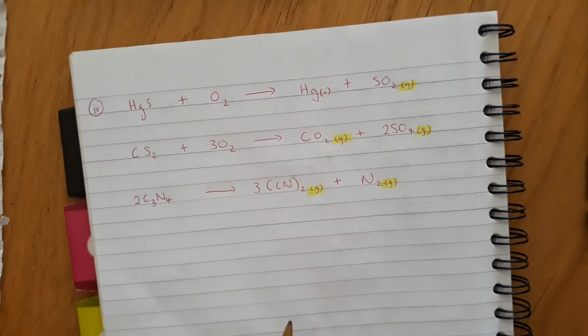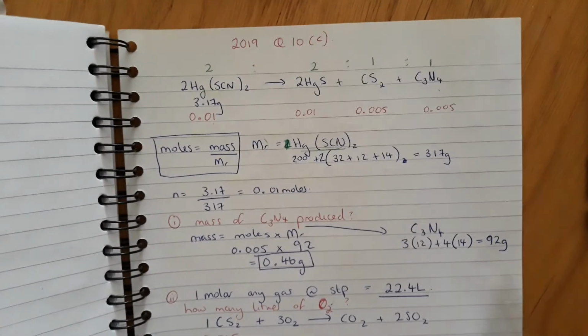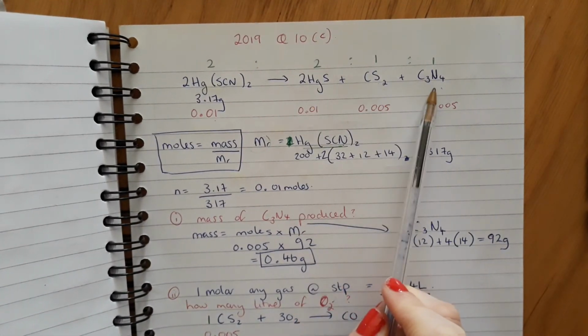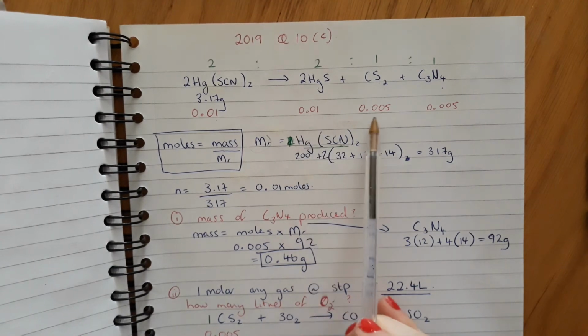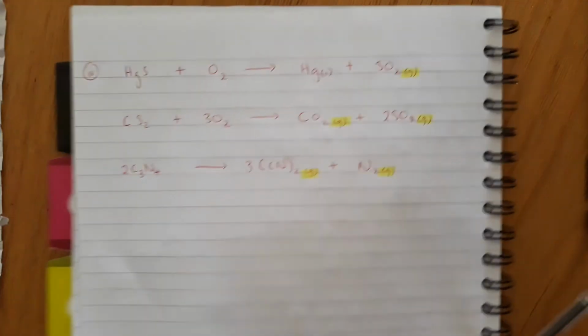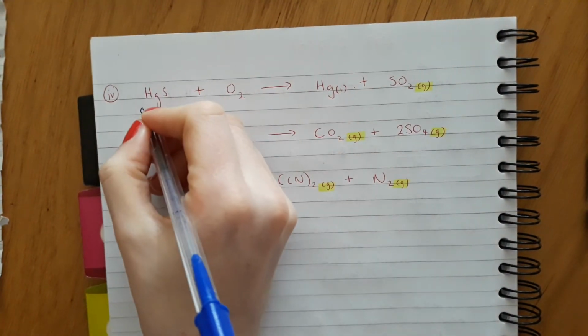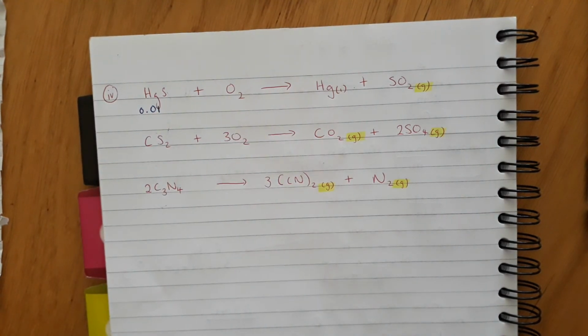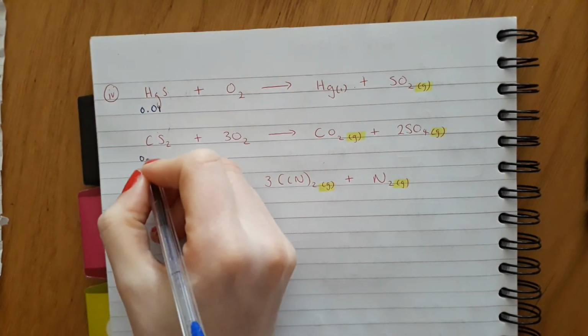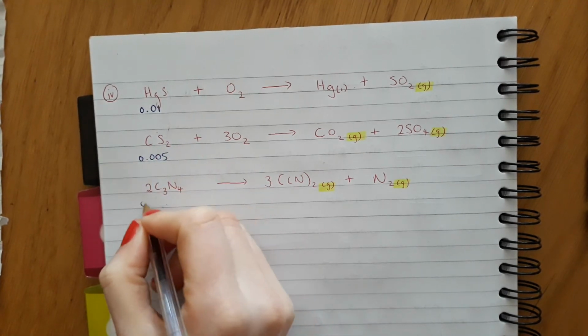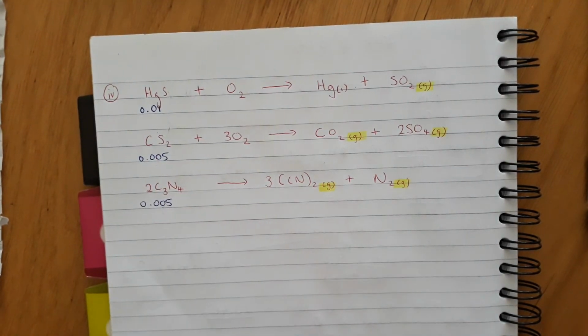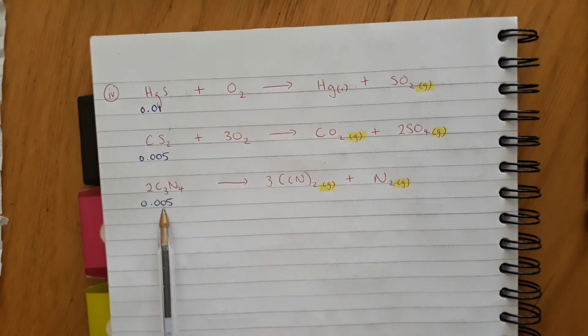So from the initial first balanced equation, which was here, I can see how much of each product that I produced, be it 0.01 moles or 0.005. Those products are now my starting points, so they are now my reactants in these equations. So from the previous balanced equation, I had 0.01 moles of HgS, I had 0.005 moles of CS2, and 0.005 moles of C3N4. My question is literally just asking me to check the number of moles I have of each of these products being produced in relation to the ratios that I have.